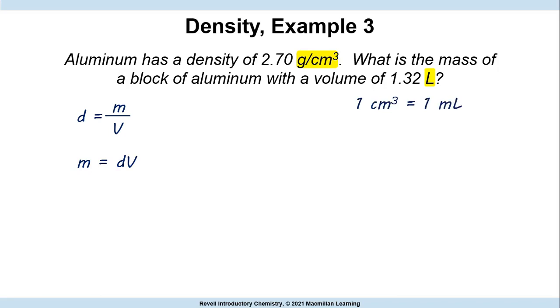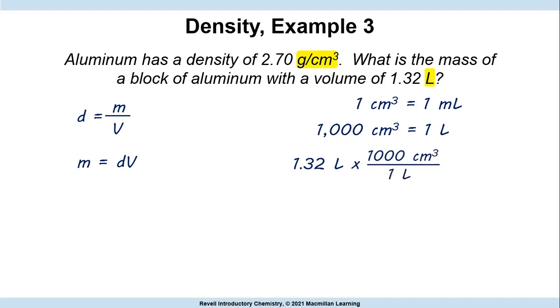1 centimeter cube is equal to 1 milliliter, and 1000 milliliters is equal to 1 liter. So we are going to convert 1.32 liters to centimeters cube. And for us to do that, we are going to multiply by 1000. And that gives us 1320 centimeter cube.